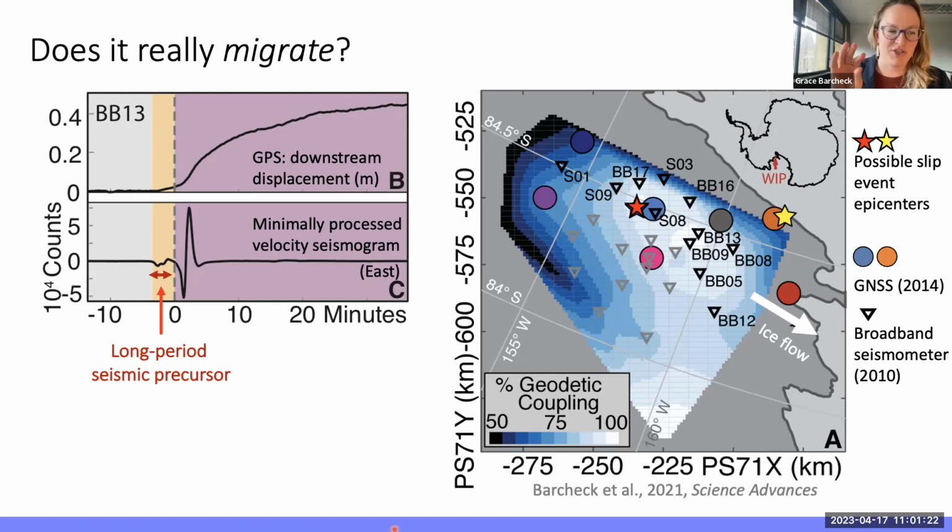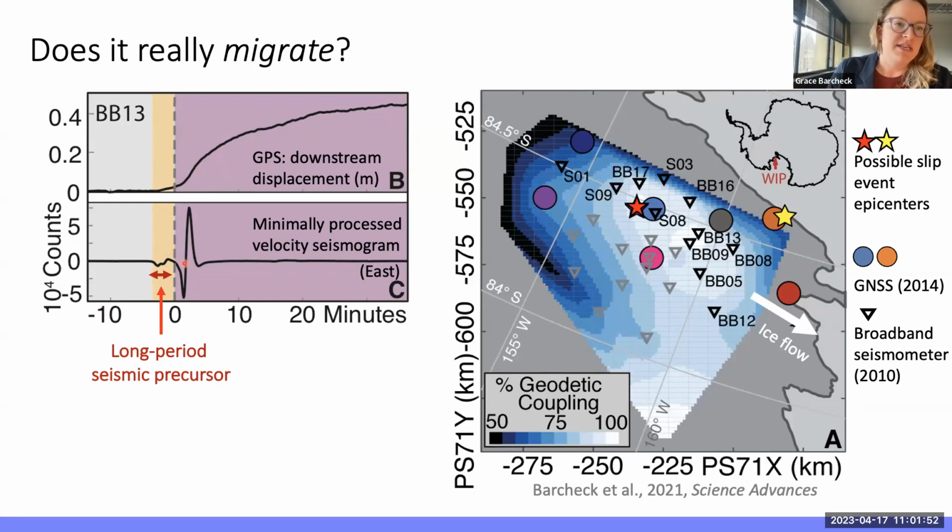So we're going to switch instrumentation. And on the left is data from two instruments in the same place on the glacier. On the top is GNSS data. So again, displacement in the downstream direction, showing a slip event happening. And then on the bottom is a broadband seismometer in the same place.